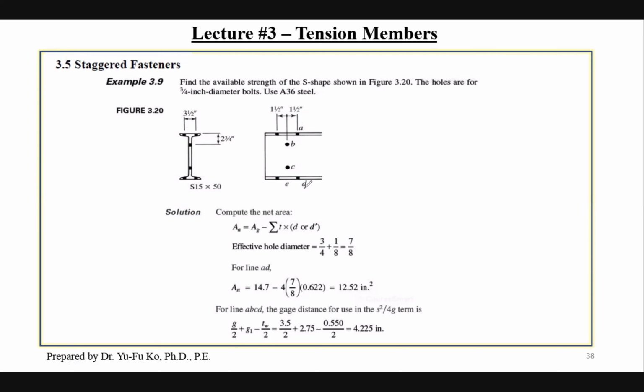Now line AD is a non-staggered fastener failure path. All the bolts on this line are non-staggered, so line AD is very straightforward. You just need to use AG minus how many bolts? In this case, 4 total.